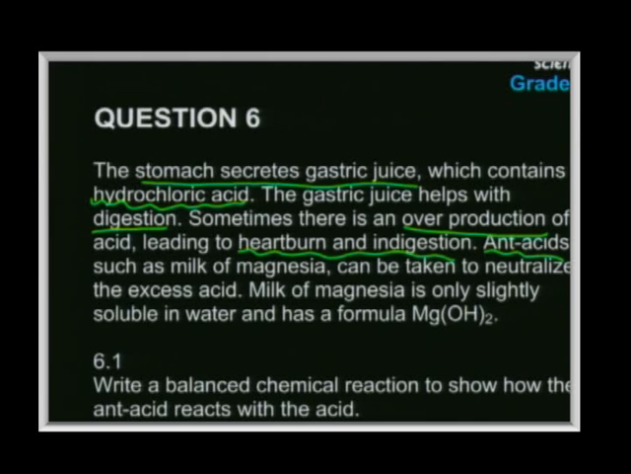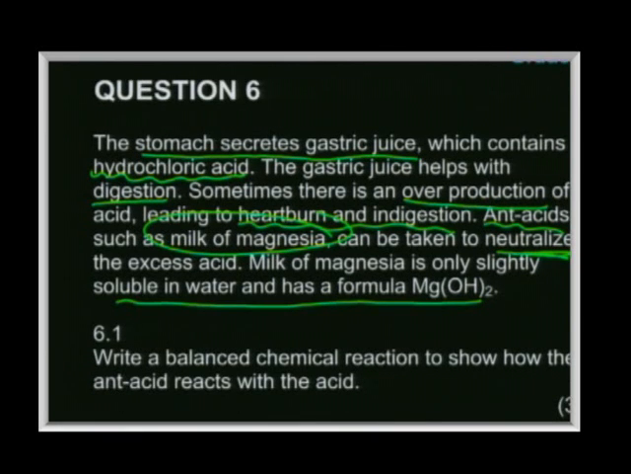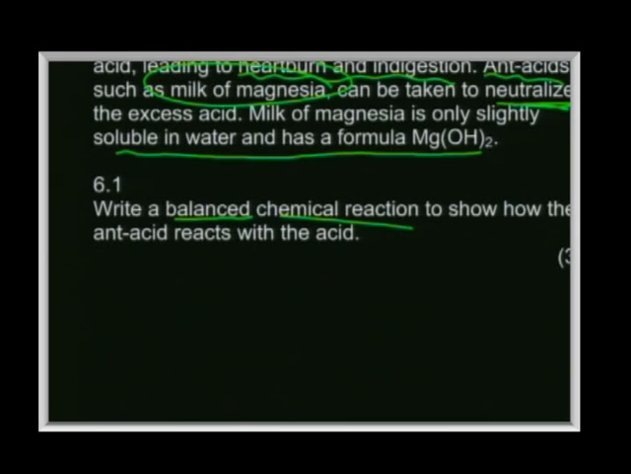Antacids, those are things like Enos and Gaviscon that you drink to relieve the heartburn, can be taken to neutralize the excess acid. Another substance that we use as an antacid is milk of magnesia. Now, milk of magnesia is only slightly soluble in water, and it has a formula of magnesium hydroxide, which is Mg(OH)2.